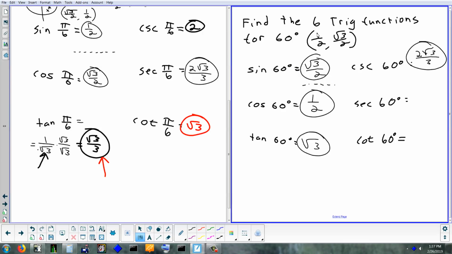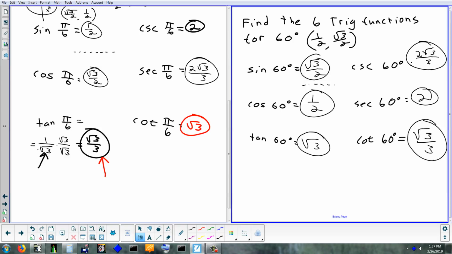My secant, how about Nicoletta? 2? Yep, when you flip that one, that's nice because there's no root. And the cotangent is going to be 3 square root of 3. What did you get? I got the square root of 3 over 3. It would be square root of 3 over 3. Yeah, it would be square root 3 over 3. That's what I said.